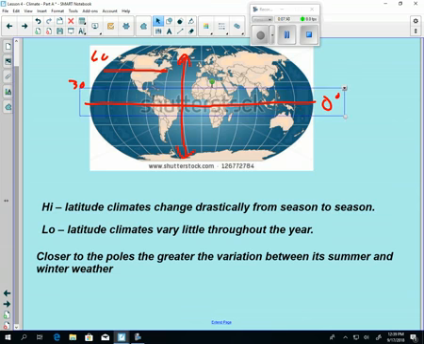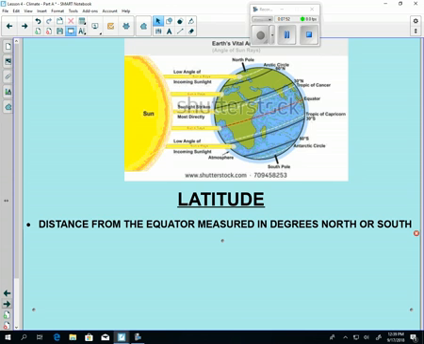And the closer to the poles, the greater the variation between summer and winter. And especially up in the Arctic now, when we get to summer, it's getting so warm, the ice is melting. And the polar bears, as we learned, don't have much place to live. Now, why does it change? Why do we have seasons?